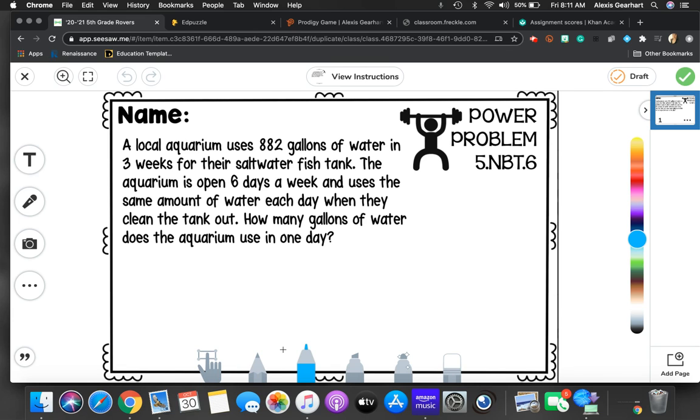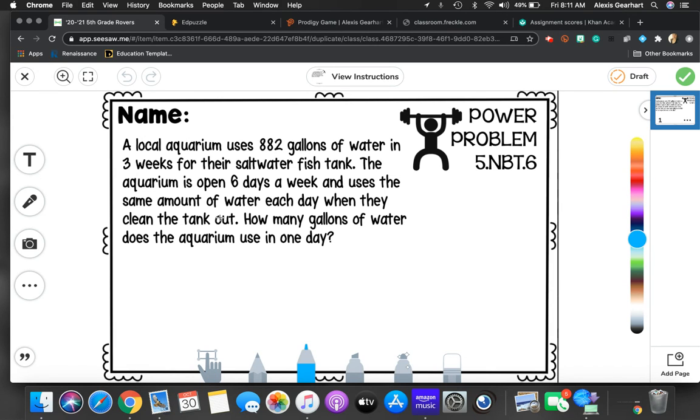A local aquarium uses 882 gallons of water in 3 weeks for their saltwater fish tank. The aquarium is open 6 days a week and uses the same amount of water each day when they clean the tank out. How many gallons of water does the aquarium use in one day?